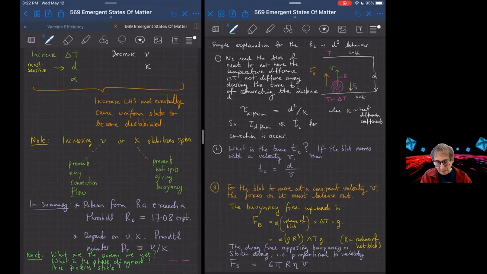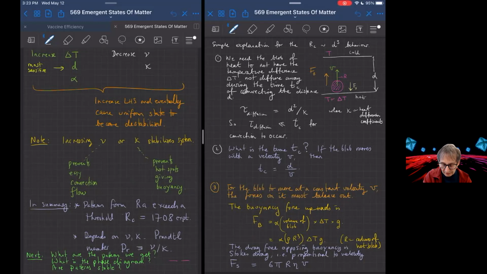So the time we need to compare the motion to is the following. We need to know how long it takes for heat to diffuse in this system, and that's just given by d squared over kappa. And t_c, little t_c, is the time it takes for this blob to go from the bottom plate to the top plate. Okay, so what is that time t_c? Well, if we knew the velocity of the blob, then we would say that that time is just the distance that you go over the velocity.